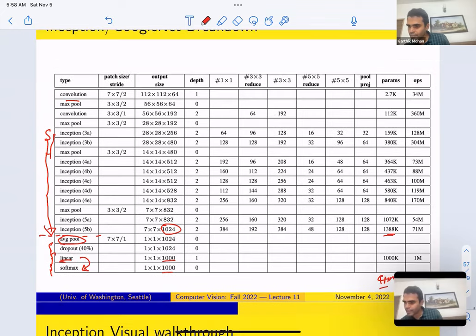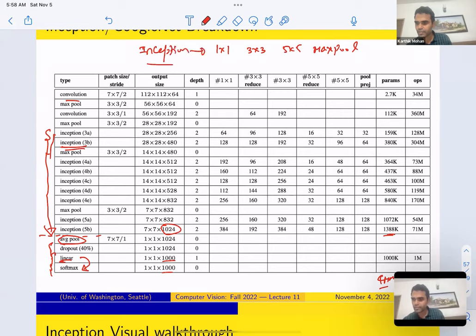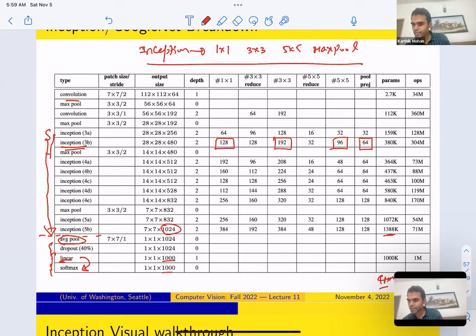Okay. And the number of parameters, let's say an inception module, you can see clearly how concatenation works. If you look at the inception module, you have a 1 by 1, a 3 by 3, a 5 by 5, and then a max pool, right? And then you concatenate it. So let's look at one of these, let's say inception 3B. 1 by 1 gives you 128, 3 by 3 gives you 192, 5 by 5 gives you 96, and the max pooling gives you 64. So if I add these numbers up, I get 380K, right?